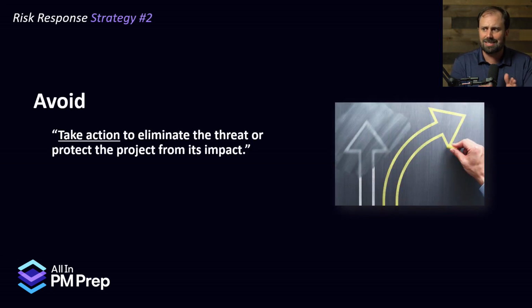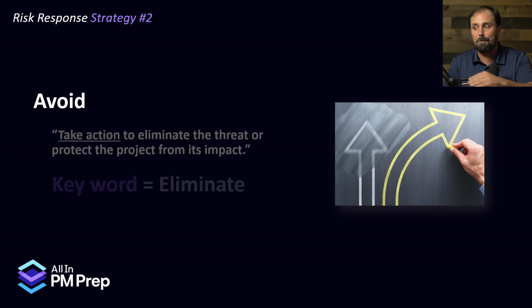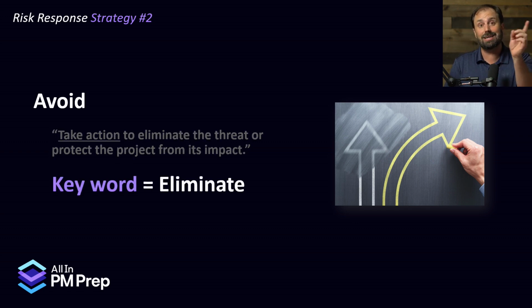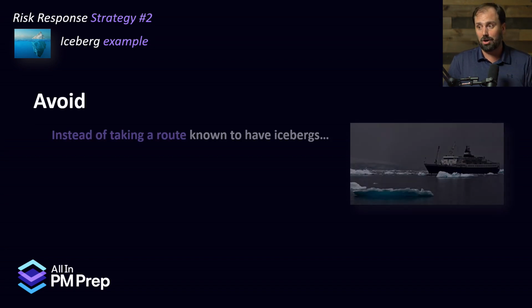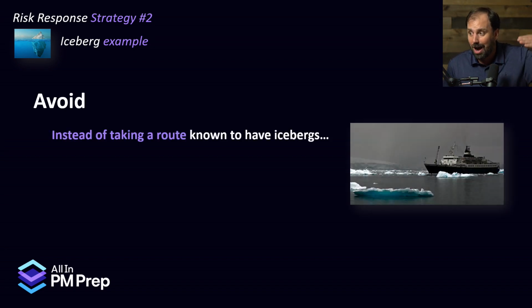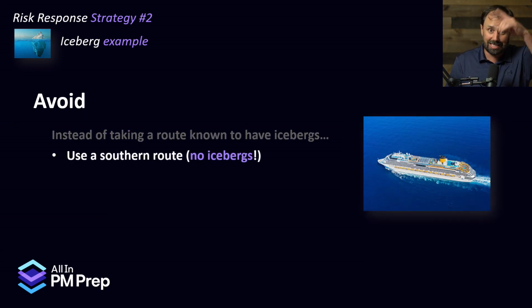Now, avoid is to take action. Take action to eliminate the threat or protect the project from its impact, all right? The key word here is eliminate. We're trying to eliminate by taking action. So in the iceberg example, instead of taking a route that is known to have icebergs, if we wanted to avoid it, what would we do? Well, we'd probably go south, okay? Probably the opposite way against all the winds and the currents, but we'd have no icebergs, all right?